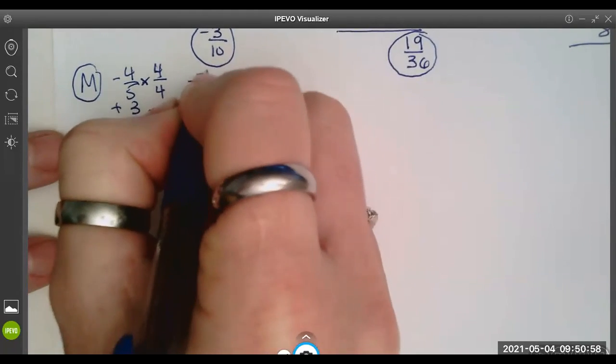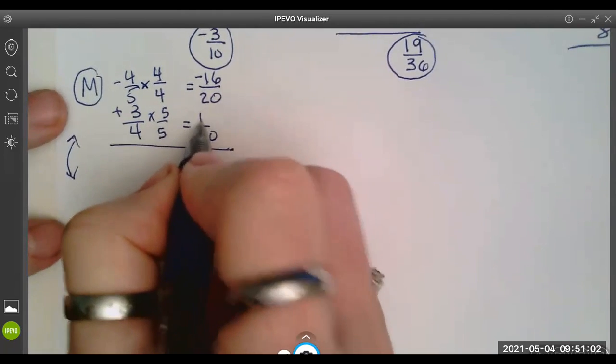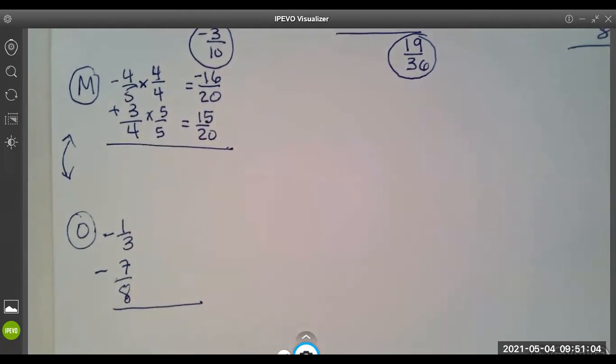Okay, so what's my new top of the first fraction going to be? Negative 16 over 20. Yes. And then the second fraction is going to be 15 over 20. Are these the same sign? No. So what are we going to do? What's our answer going to be?